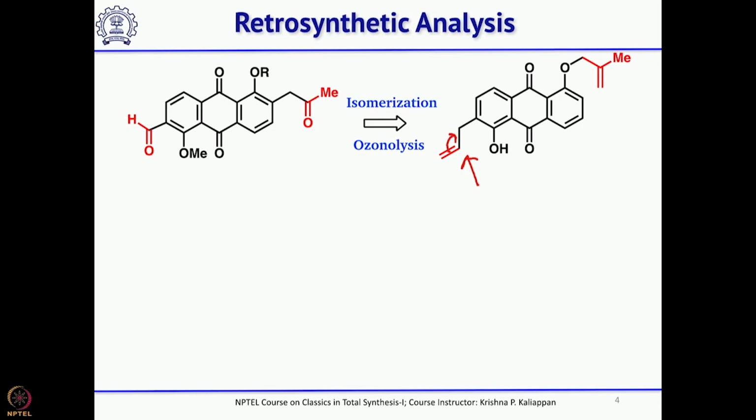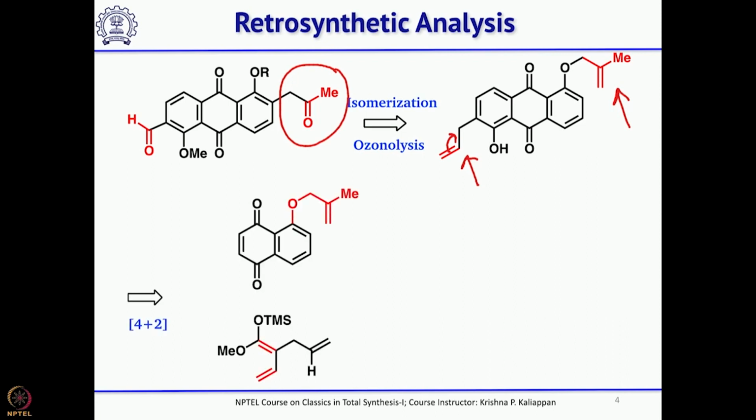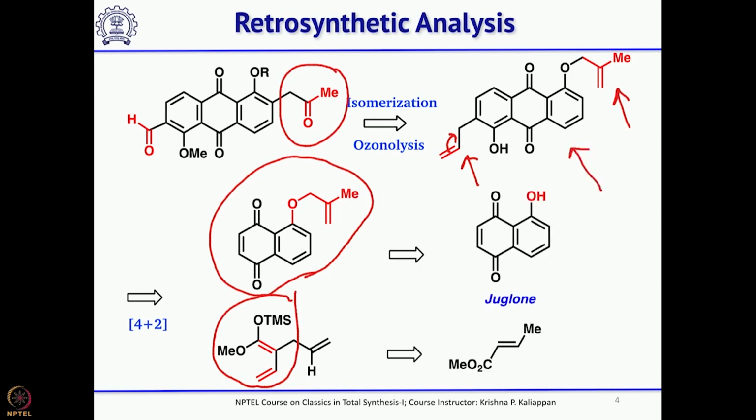And if you look at this compound, you can see this also, upon Claisen rearrangement followed by ozonolysis, you can get this methyl ketone. It is 3-4 steps involved in this particular transformation. And this can be obtained again. So this is the diene, and this substituted naphthoquinone is the dienophile. They can undergo an intermolecular Diels-Alder reaction followed by aromatization to give this substituted anthraquinone. And that can be obtained from the commercially available natural product called juglone.